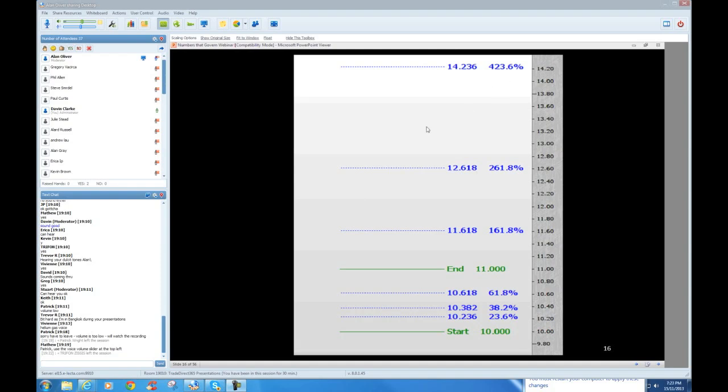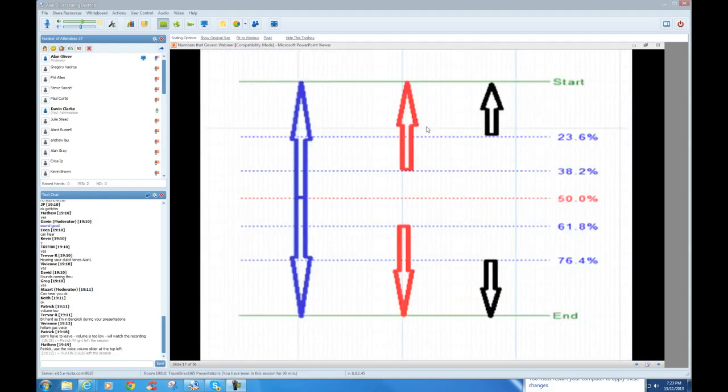A very simple basic tool that you'll find in virtually every software package out there today. Some of them also include 76.4. Now the reason that's included is a simple balance mechanism, and that's all it is.